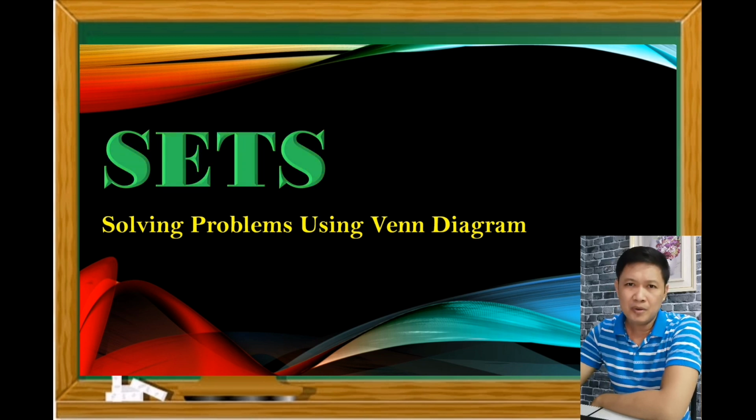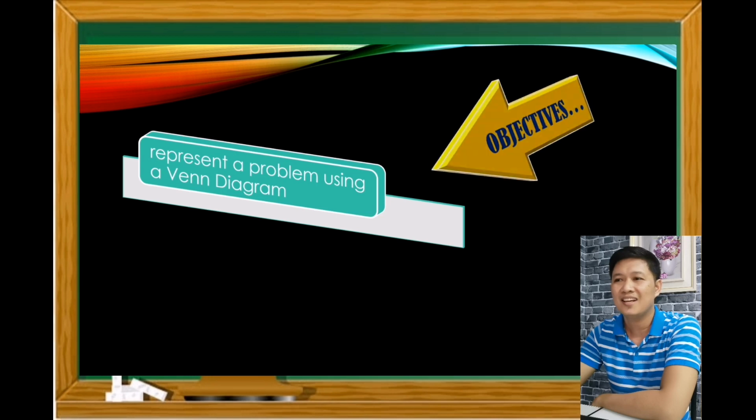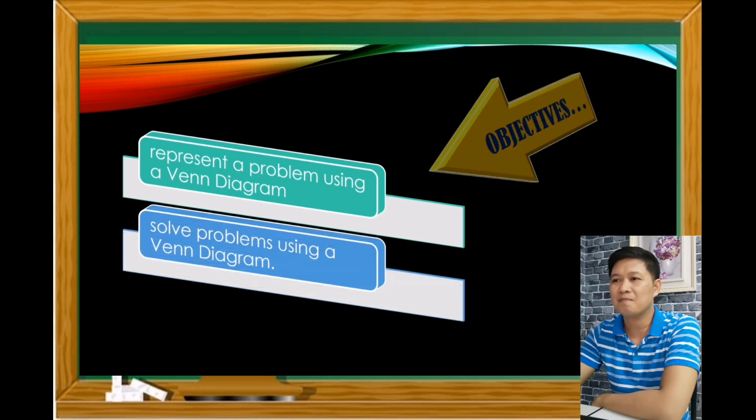Okay? So before we formally start, let us have first the following objectives. The first objective is we're going to represent a problem using a Venn diagram and solve problems using a Venn diagram. Okay, so are you ready? I hope that every one of you is ready. Ready to learn, so let's not delay. Let's start this with our first example.